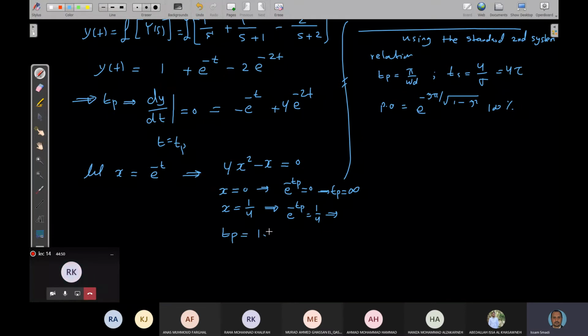is 1.38 something, 1.386. If I need three digits, this will be 1.39, because the next digit is higher than 5, so it should be rounded up. Okay, so this is actually the TP. Now, why do I skip this one? TP is equal to infinity.